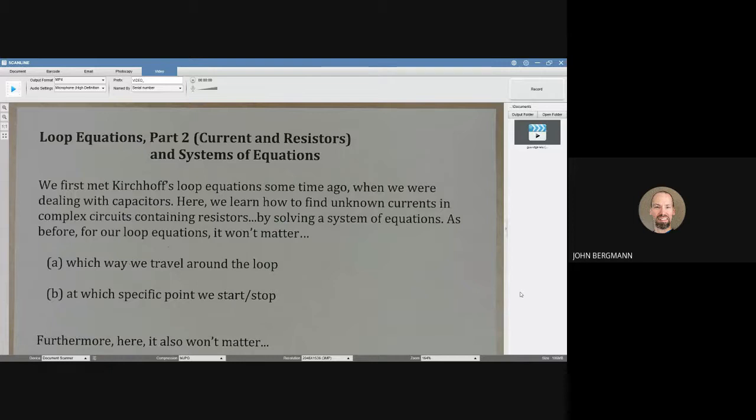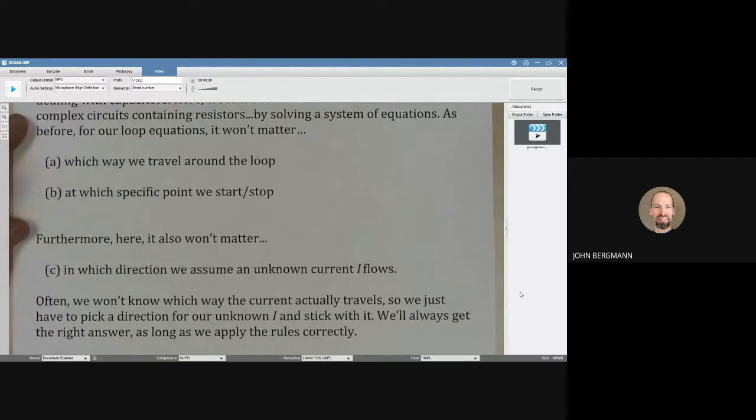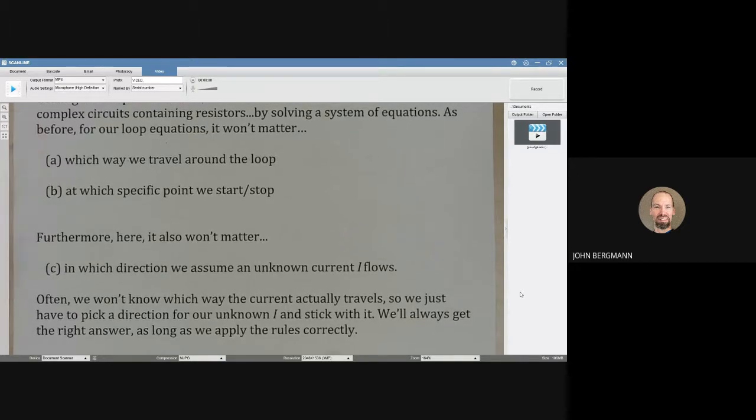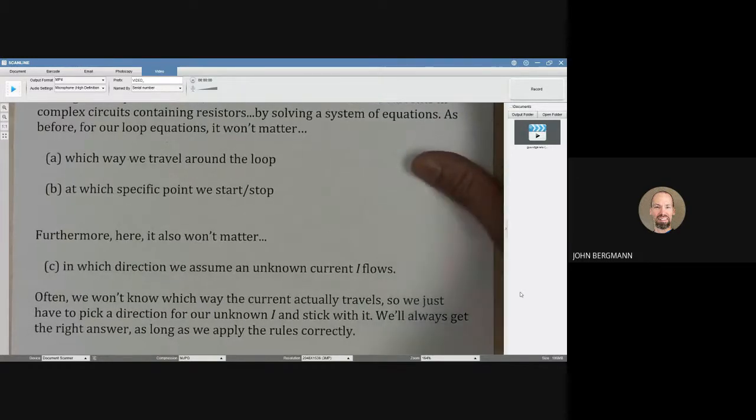We first met Kirchhoff's loop equations some time ago when we were dealing with capacitors. Here we learn how to find unknown currents in complex circuits containing resistors by solving a system of equations. As before, for our loop equations, it won't matter which way we travel around the loop, at which specific point we start and stop. Furthermore, here, it also won't matter in what direction we assume an unknown current flows, and often we won't know which way the current actually travels. So we just have to pick a direction for our unknown current and stick with it, and we'll always get the right answer as long as we apply the rules correctly.